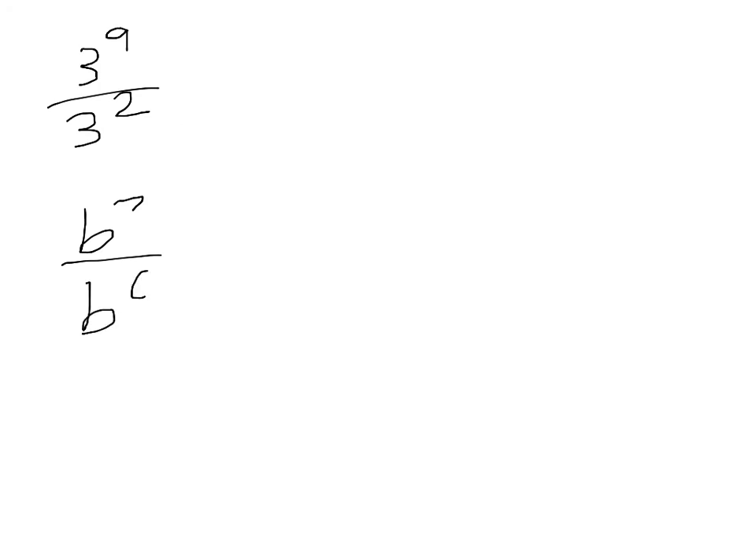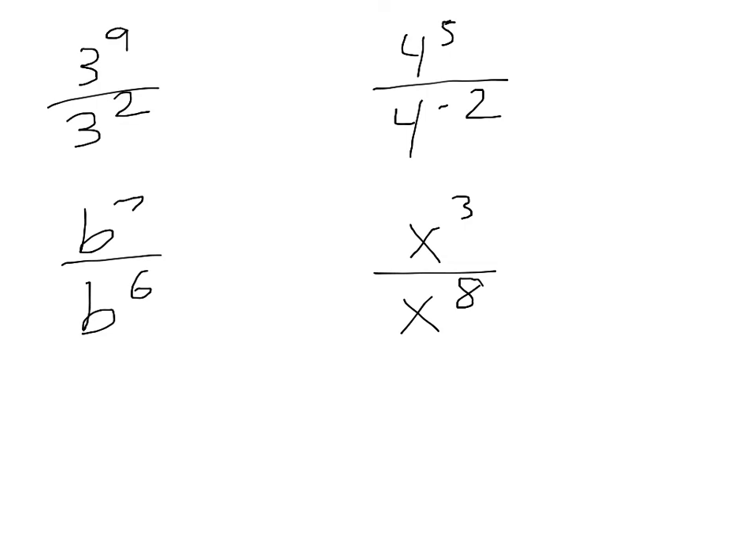So, let me give you a few questions to try, and we'll see how you do with these. So why don't you do 3 to the 9th over 3 squared, b to the 7th over b to the 6th, 4 to the 5th over 4 to the negative 2nd, and x to the 3rd over x to the 8th. Stop the recording and try those 4 problems.